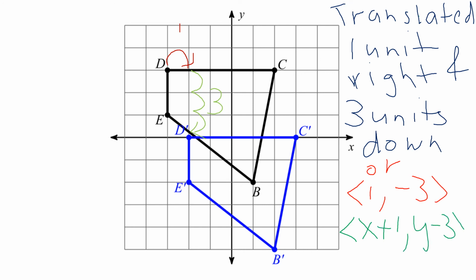You might have noticed I'm not doing all the points, because if you check, all the points are translated by the same vector, (1, -3) in this example. So you're moving 1 unit right and 3 units down. If you want, you can check.